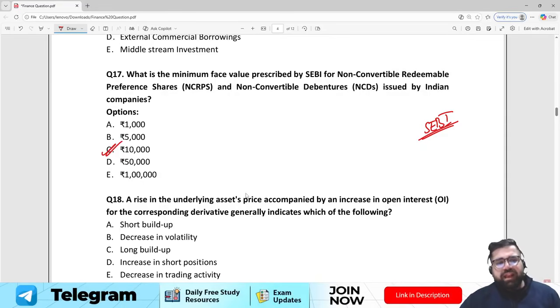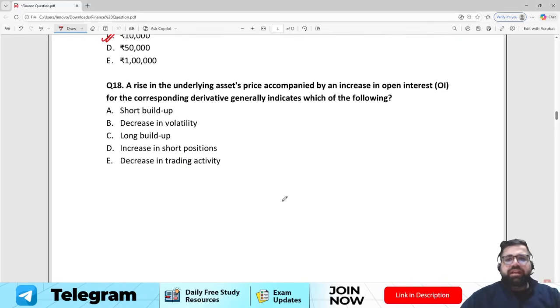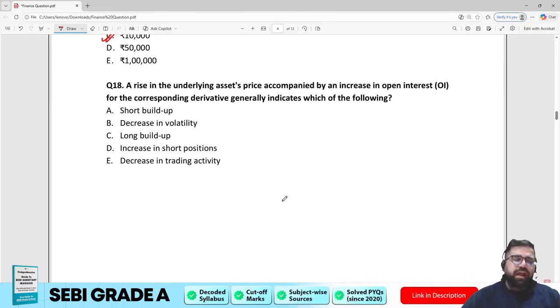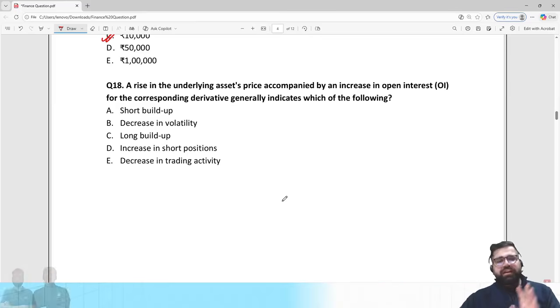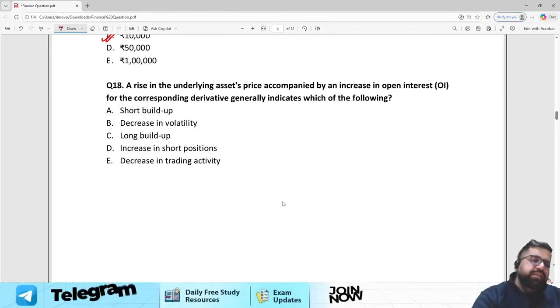Now question number 18. A rise in underlying asset prices accompanied by an increase in open interest for a corresponding derivative generally indicates which of the following: short build-up, decrease in volatility, long build-up, increase in short positions, decrease in trading activity. The correct answer will be long build-up.